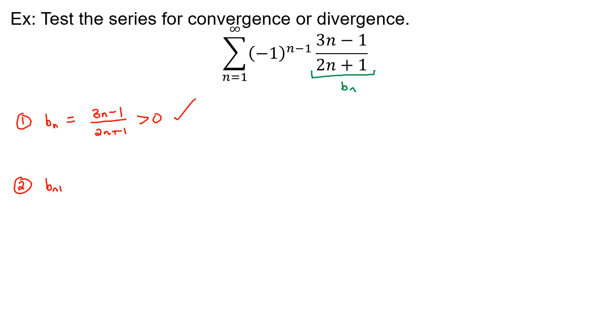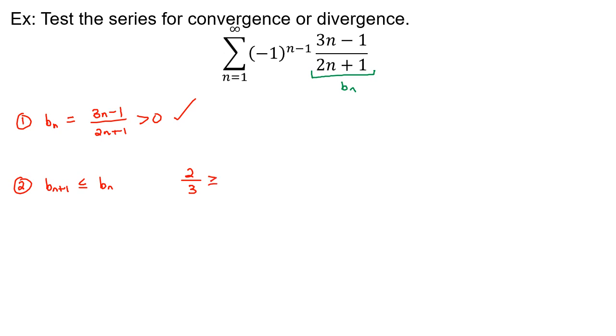So we need each additional term to be smaller than the previous one. So we need to be decreasing. Let's try just plugging some numbers in, like I was doing just a moment ago. If I plug in 1, 3 times 1 is 3, minus 1 is 2. 2 times 1 is 2, plus 1 is 3. So I get 2/3. So hopefully the next one is smaller.